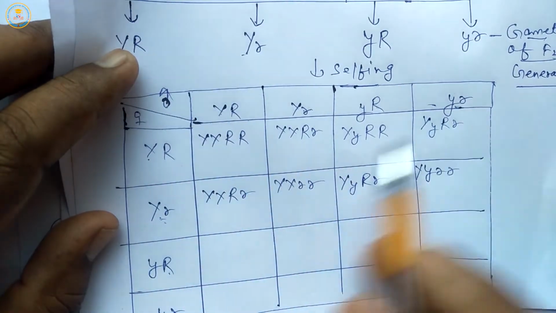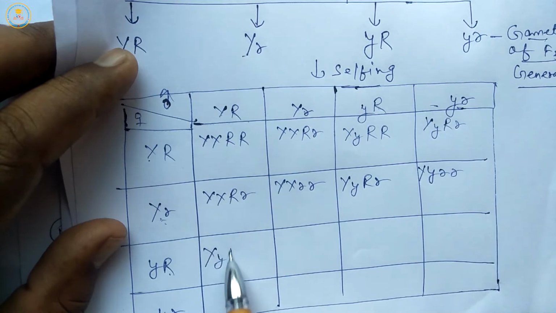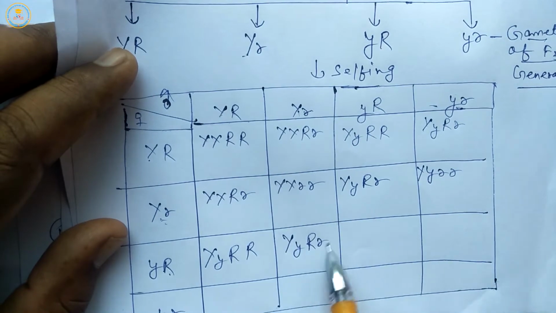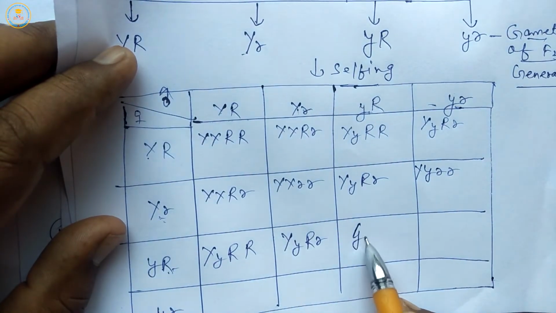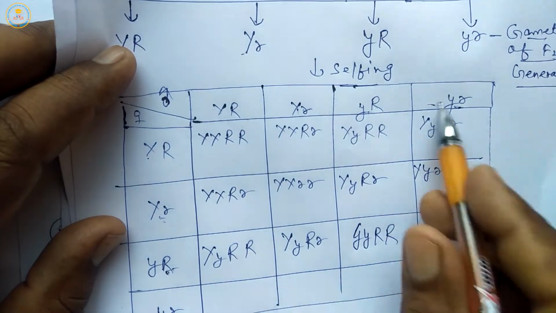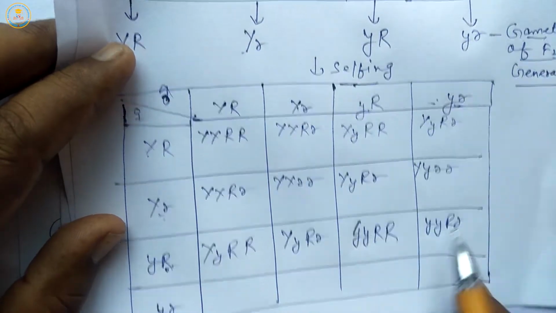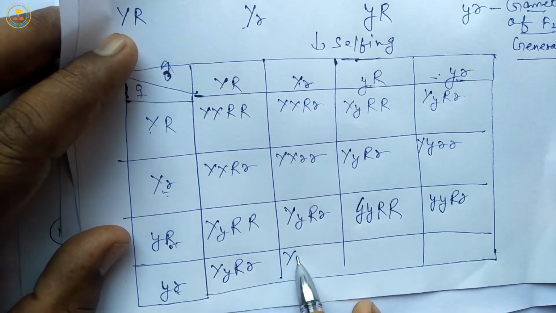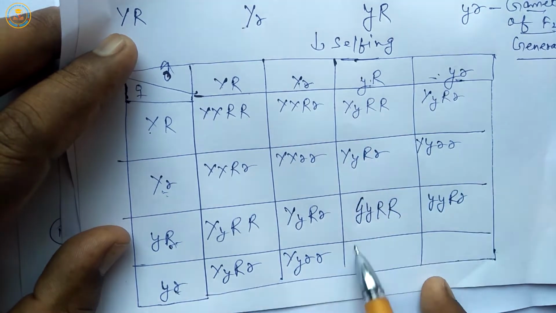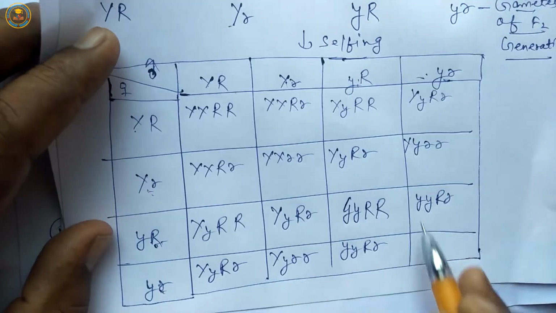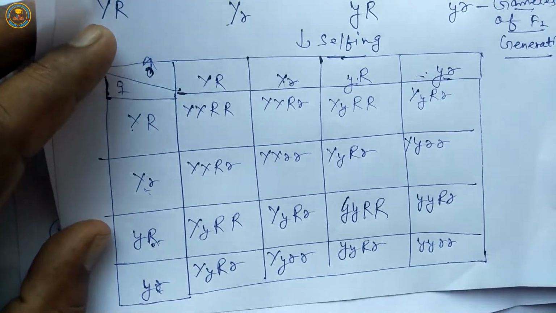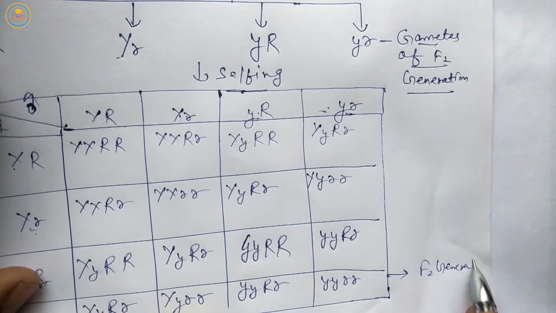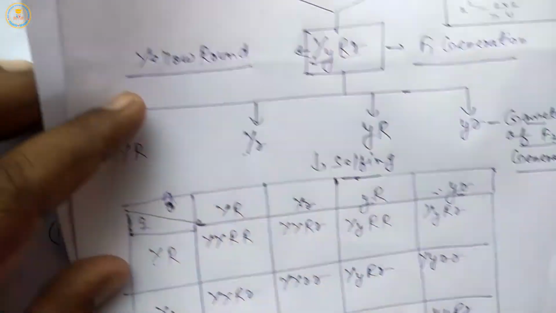Second, third cross with each other, so first is, second is, third is, fourth is, fifth is, and last is small y, small r, small r. This generation is the F2 generation. It means second filial generation.